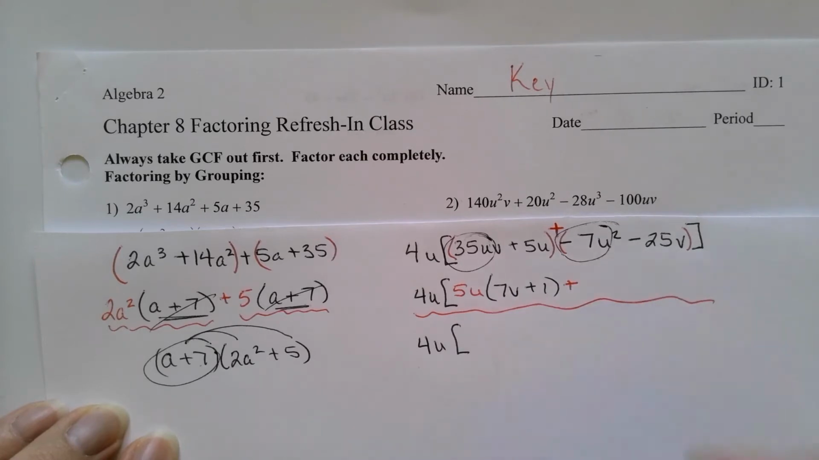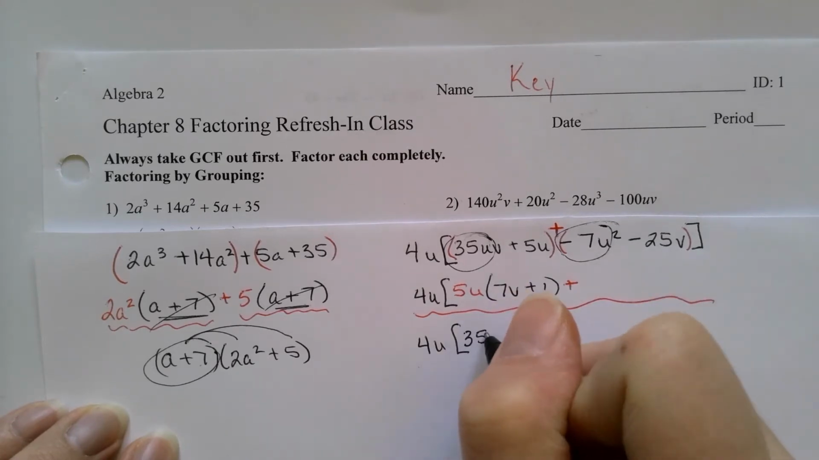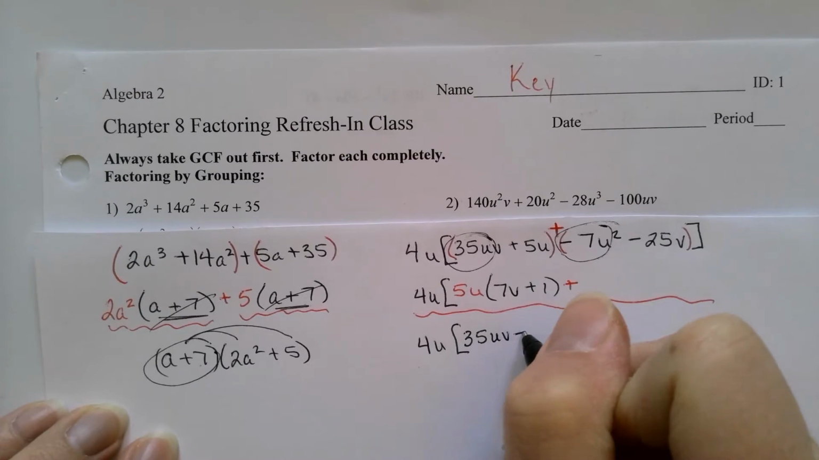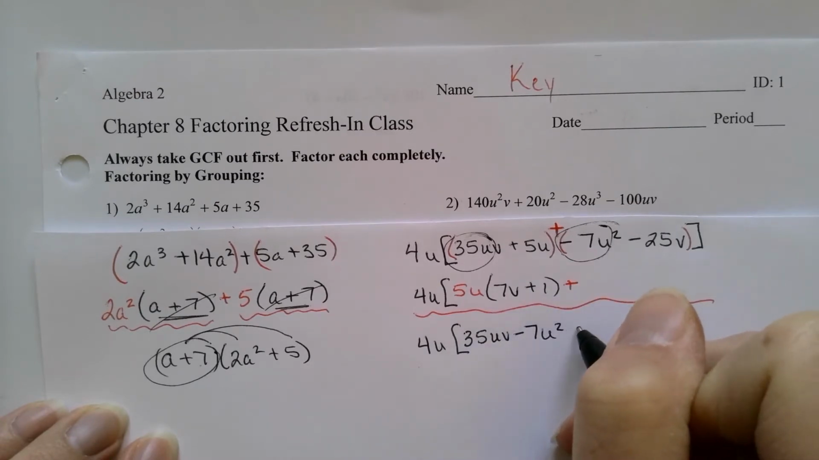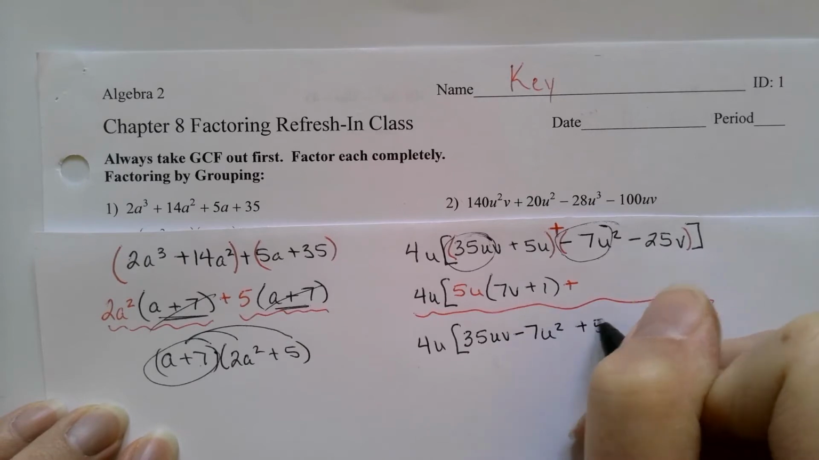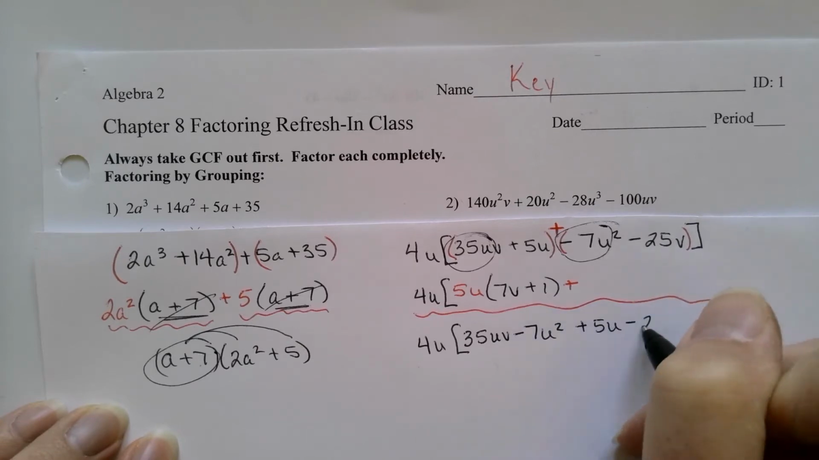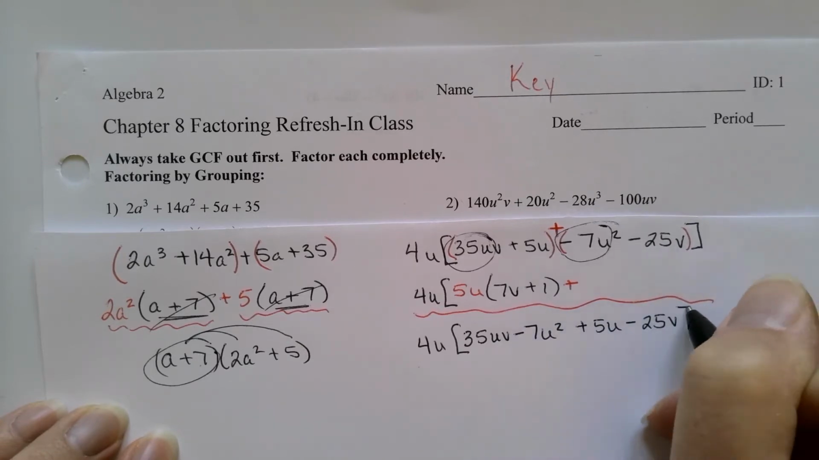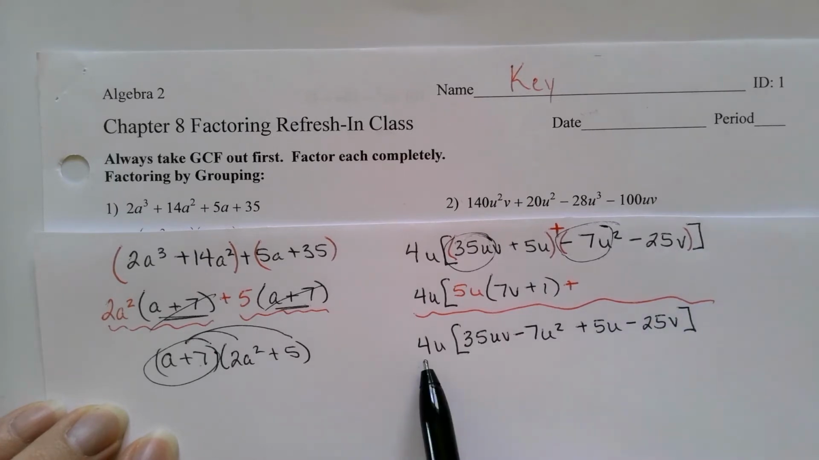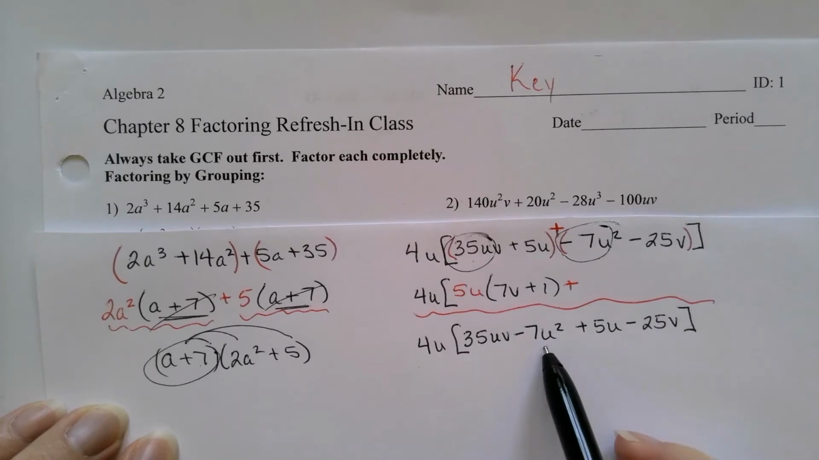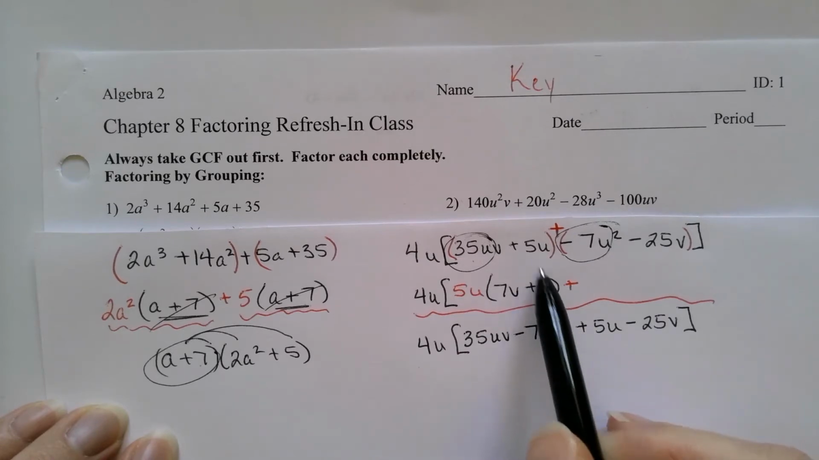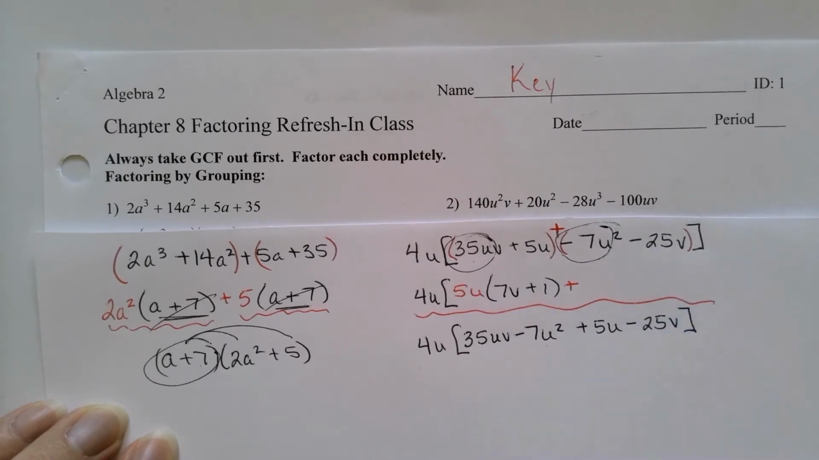So I'm going to go ahead and redo this. I'm making a 35uv. I'm going to swing that 7 over here, and then plus 5u minus 25v. So all I did was rearrange. I left the 4u there. I just paired up the 35uv and the negative 7u squared, and then I have the 5u and the negative 25v. So no signs have changed.